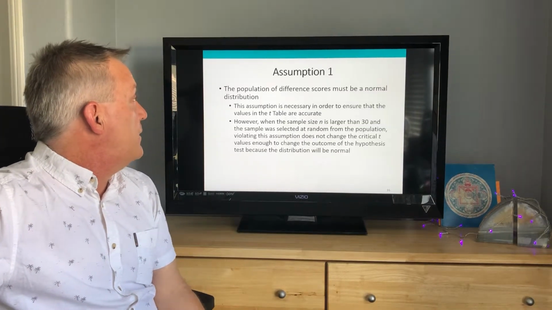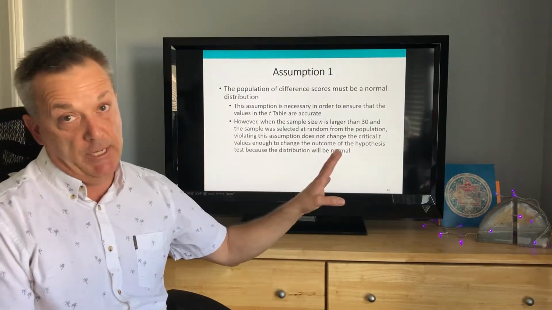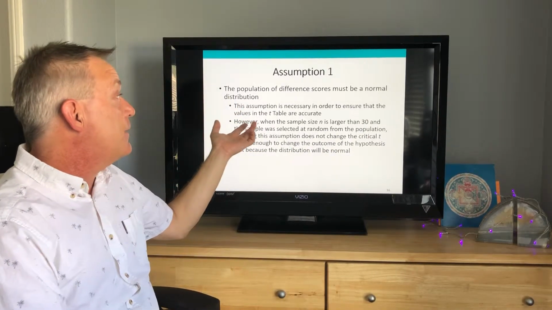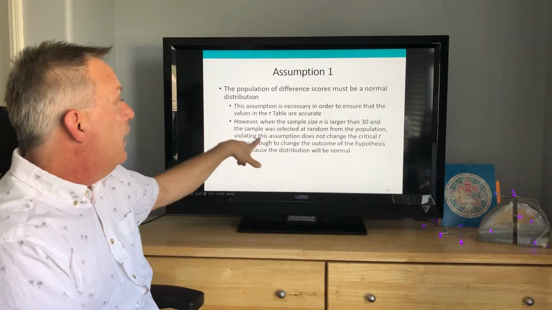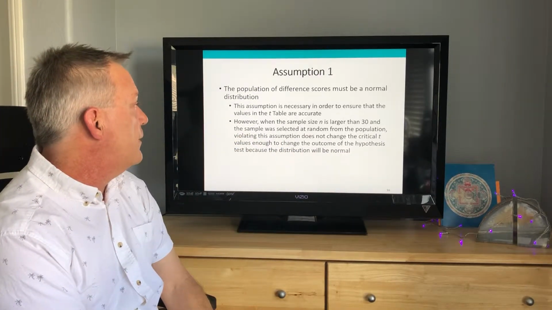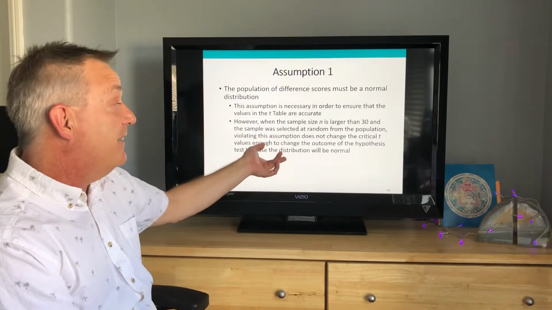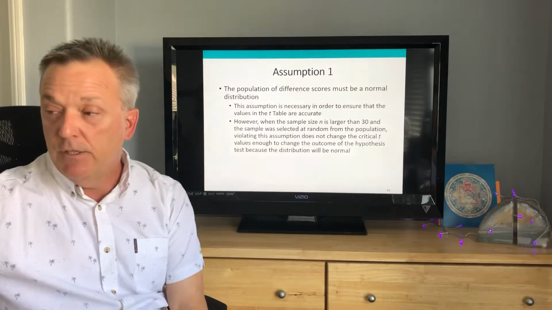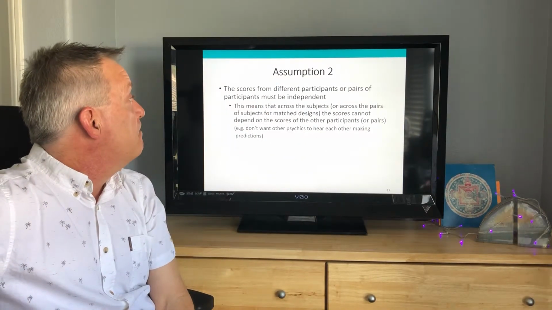And of course, there are 2 test assumptions that we've already reviewed before, but you want to make sure that you have them in order to do a paired samples t-test. And they are: the population of difference scores must be a normal distribution. This assumption is necessary in order to ensure that the values in the t-table are accurate, right, that you're comparing to. And when the sample size is 30 or larger, the sample is selected at random from the population. Violating this assumption does not change the critical t-values enough to change the outcome of the hypothesis test, because the distribution will be normal as you get higher up above 30.